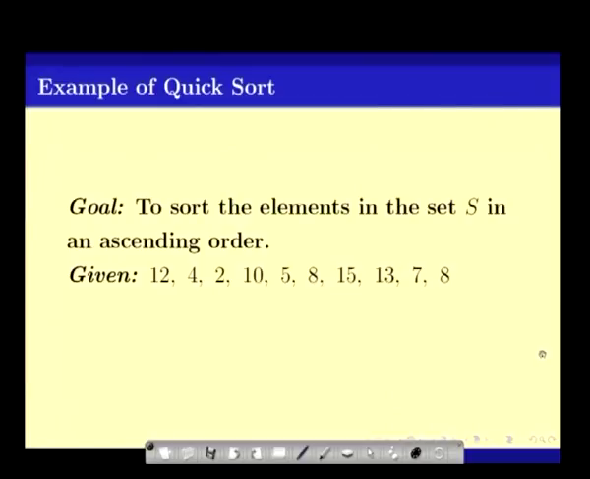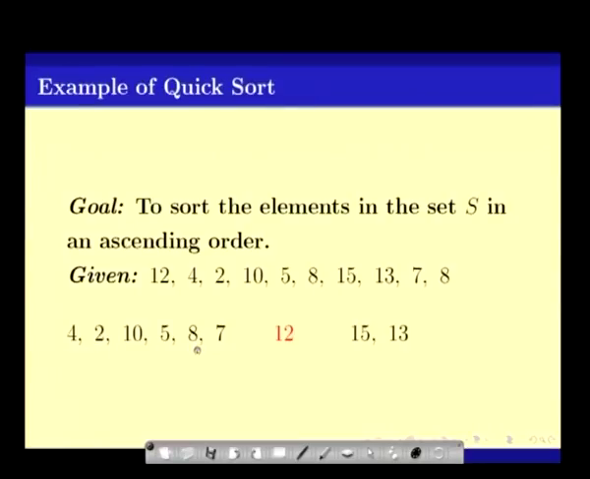12 is the pivot. So, we take the pivot and put it in the middle, and then we go through this set S and write down all the elements in set S that are smaller than 12 to the left of 12 and things which are bigger than 12 to the right of 12. Thus, we have this set, and now recursively we can sort this set of elements which are left of 12 and the set of elements to the right of 12.